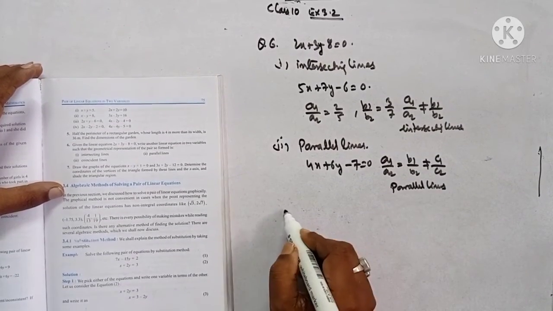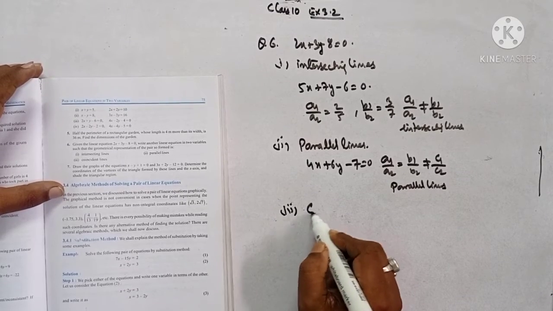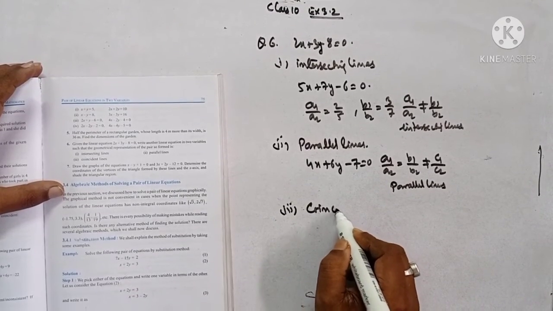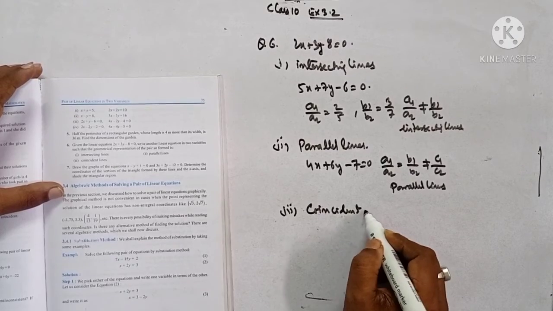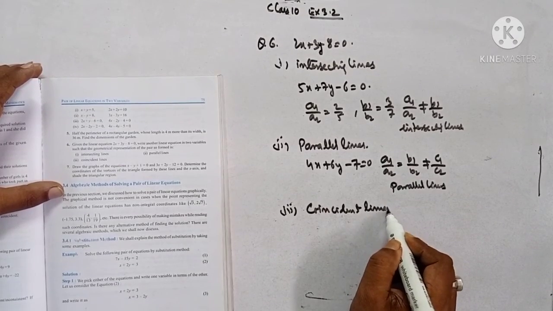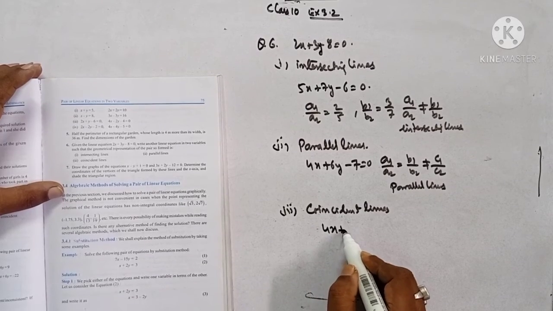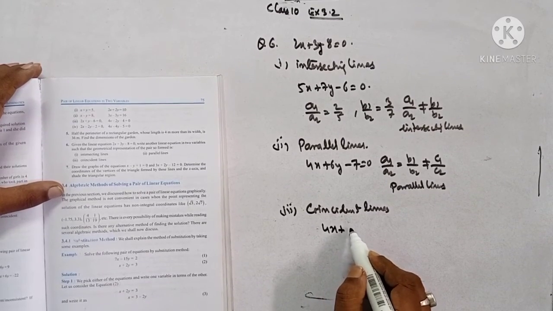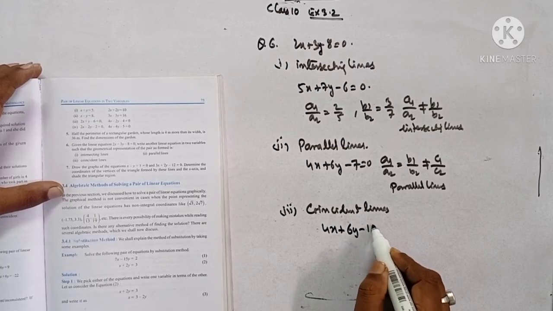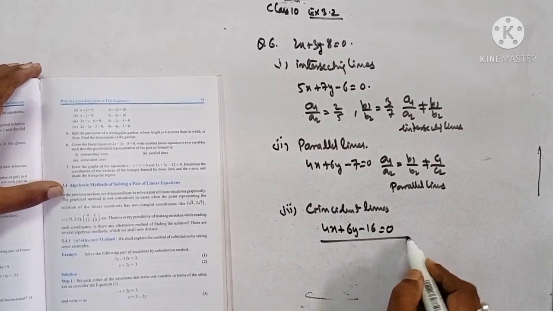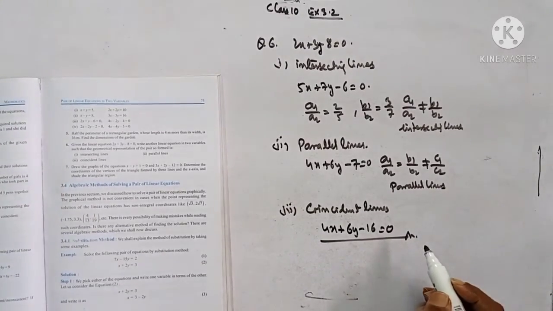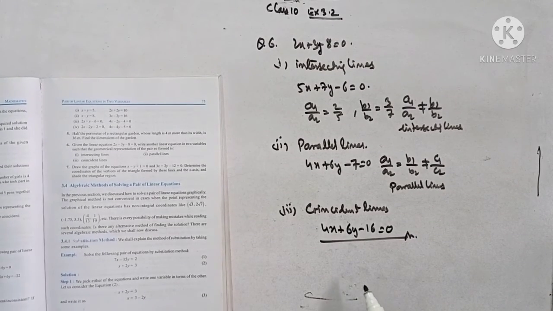And for third, coincident lines, you just multiply this by 2. So 4x plus 6y minus 16 is equal to 0. This is your answer. So this is all about exercise 3.2.